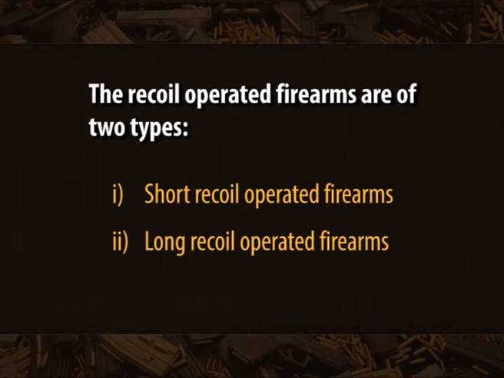Behind the bolt, there is a counter recoil spring. Because of the backward motion of the bolt, this counter recoil spring gets compressed and the firearm gets cocked also. The cartridge is loaded into the chamber and the firearm becomes ready to be fired again practically as soon as the previous cartridge has been fired. The recoil operated firearms are of two types: short recoil operated firearms and long recoil operated firearms.